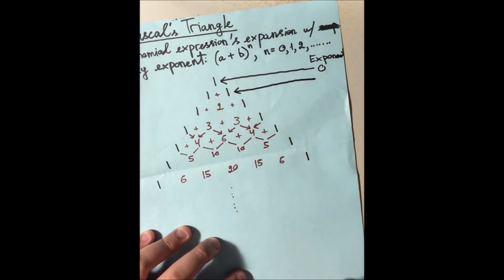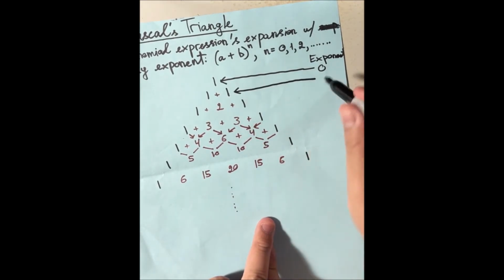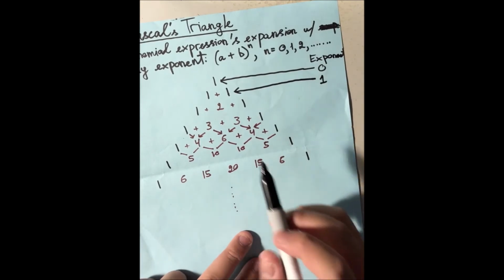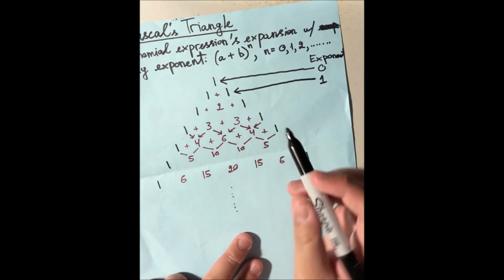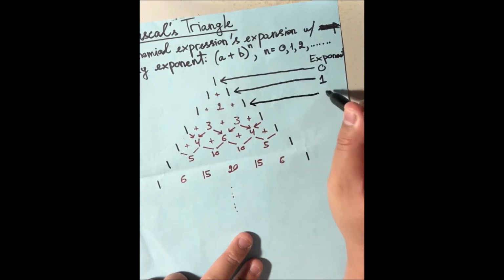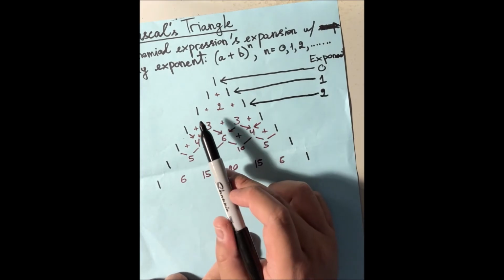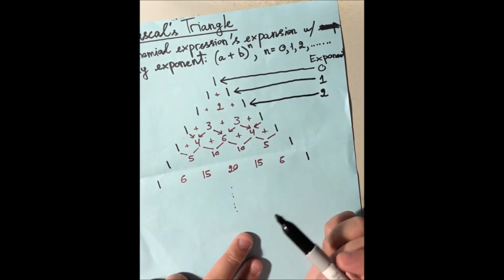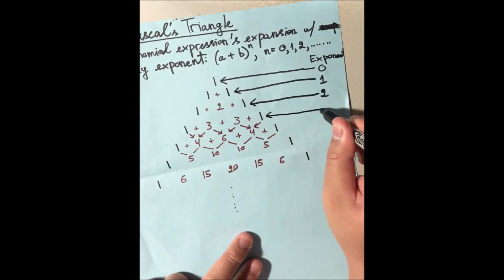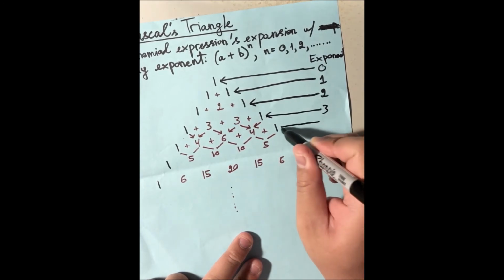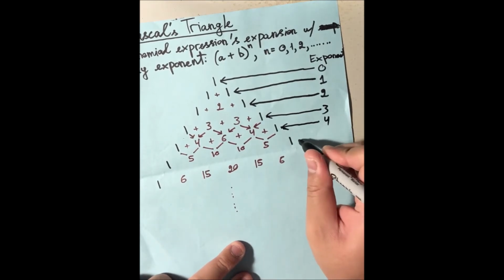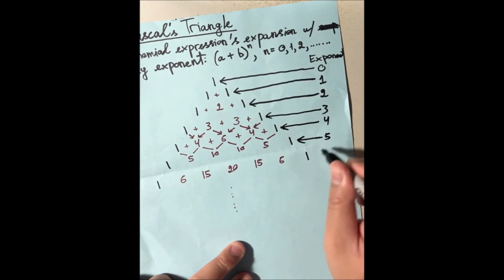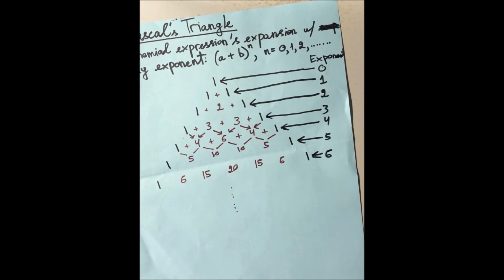If your binomial expression is raised to the first power, then when you expand it out, all of the coefficients are going to be 1 and 1. When your exponent is 2, the coefficients after you expand out your binomial expression are going to be 1, 2, and 1. And of course, this is for an exponent of 3. This is when the power of your given binomial is 4. And this is 5. And this is 6. And you can see the pattern. So yeah, that is the idea of Pascal's triangle.